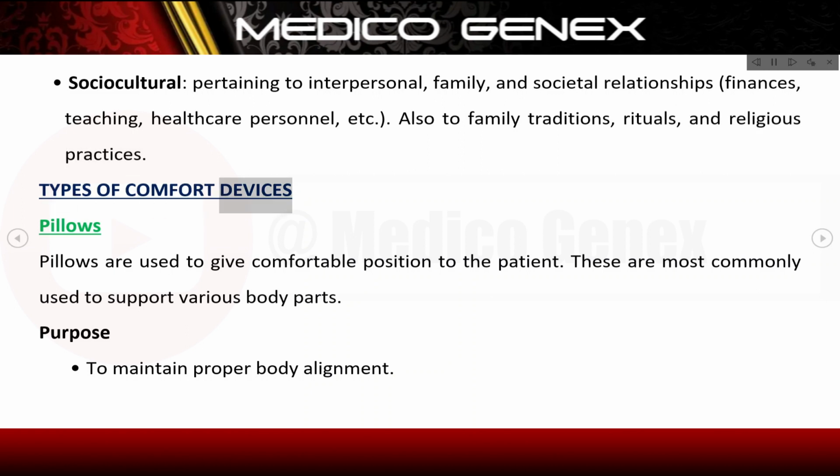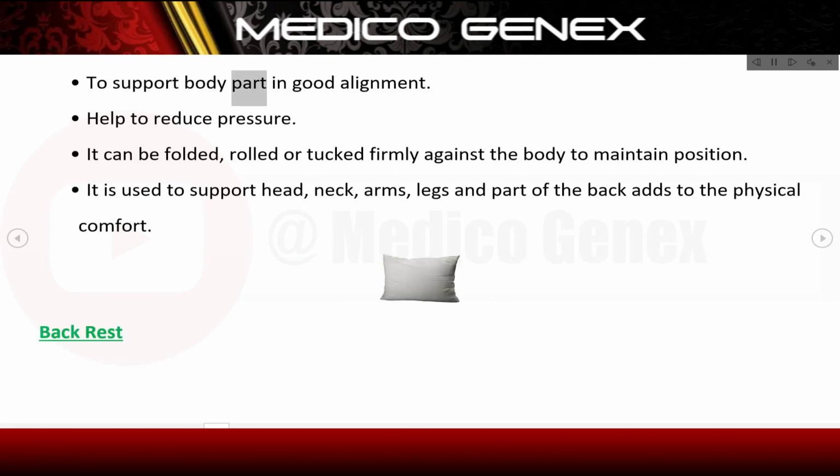Types of comfort devices. Pillows. Pillows are used to give comfortable position to the patient. These are most commonly used to support various body parts. Purpose. To maintain proper body alignment. To support body part in good alignment. Help to reduce pressure. It can be folded, rolled or tucked firmly against the body to maintain position. It is used to support head, neck, arms, legs and part of the back, adds to the physical comfort.